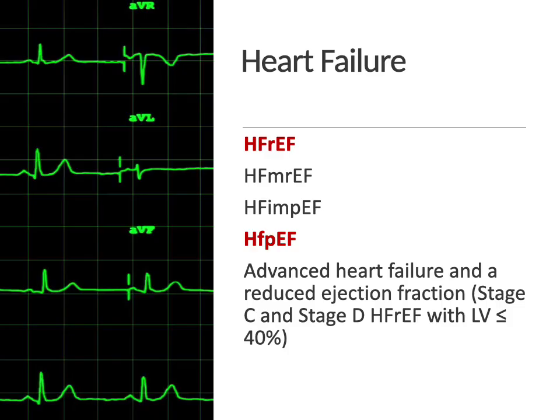We're not going to look at the two in the middle, which is heart failure with mildly reduced ejection fraction, or heart failure with improved ejection fraction. We are just going to look at the first one and the second one. So the first one, reduced EF, systolic heart failure. The one with preserved EF is going to be your diastolic heart failure, and the EF will be greater than 40%.